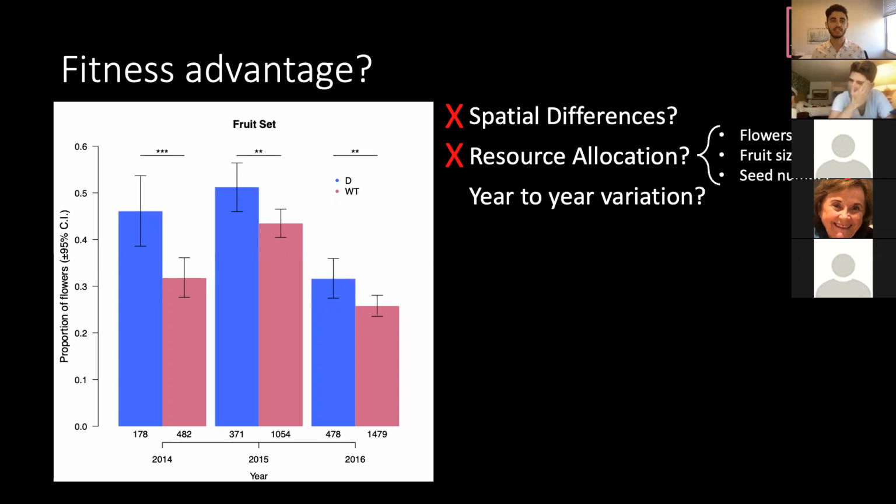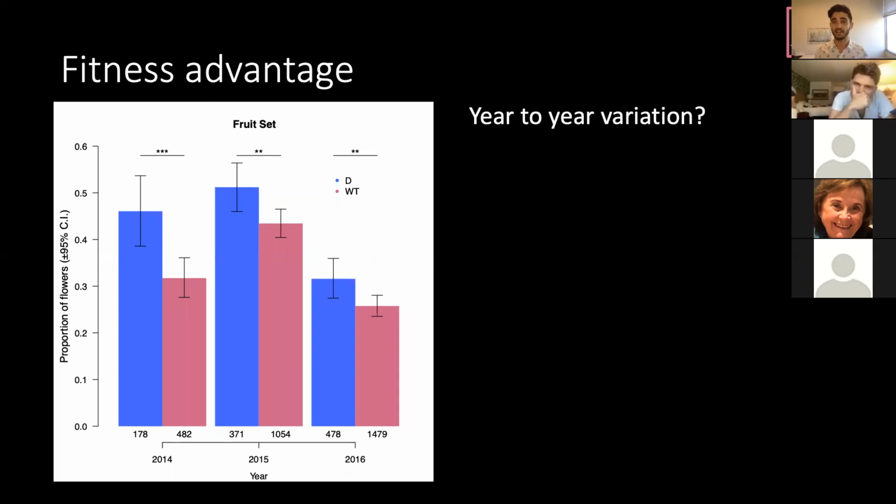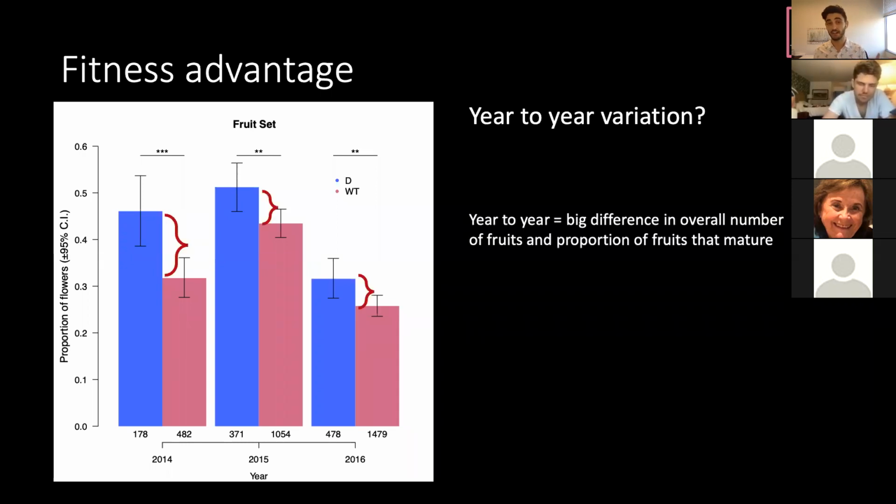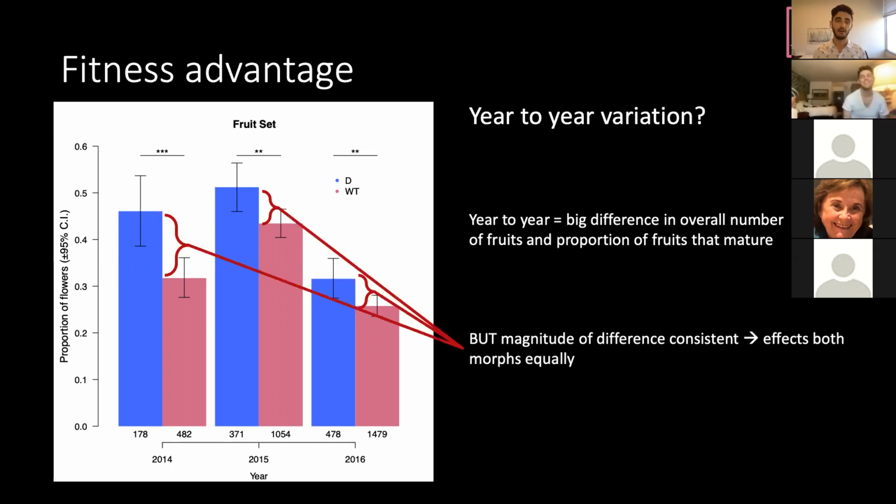Now, some of you may notice that there is quite a lot of year-to-year variation in overall number of fruits and proportion of flowers that set fruit. And yes, totally fair, there is. But I would like to bring your attention to the fact that the magnitude of this difference is relatively consistent across all 3 years. Dahlia is consistently better at setting fruits than wild type plants.